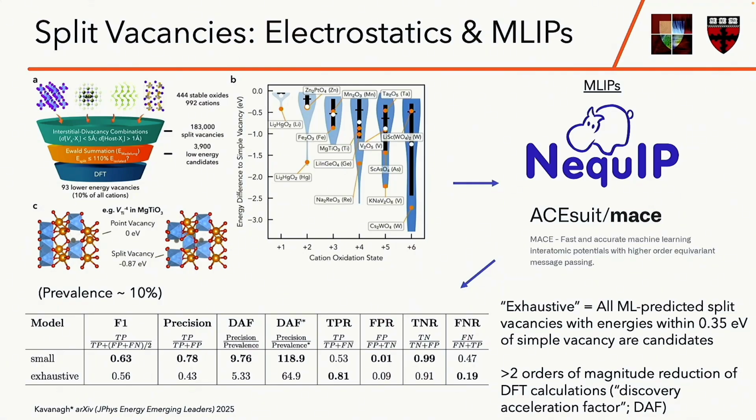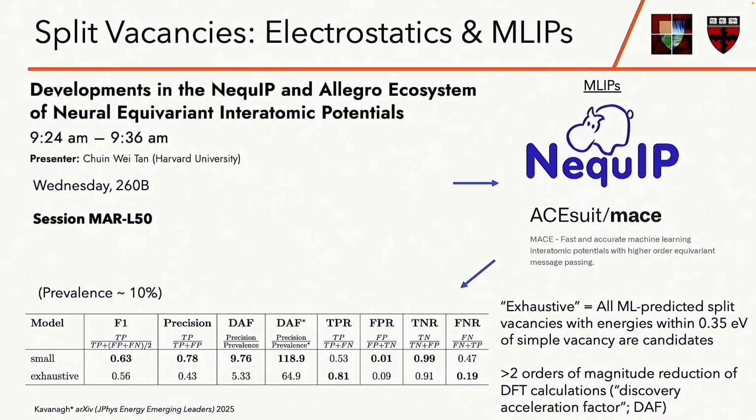And so considering this machine learning model as a screening approach, this results in a 2 orders of magnitude reduction in the number of DFT calculations we need to do to identify these split vacancies, which is already out of a 2 orders of magnitude reduced subset due to our electrostatic pre-screening here, compared to all possible candidate split vacancies.